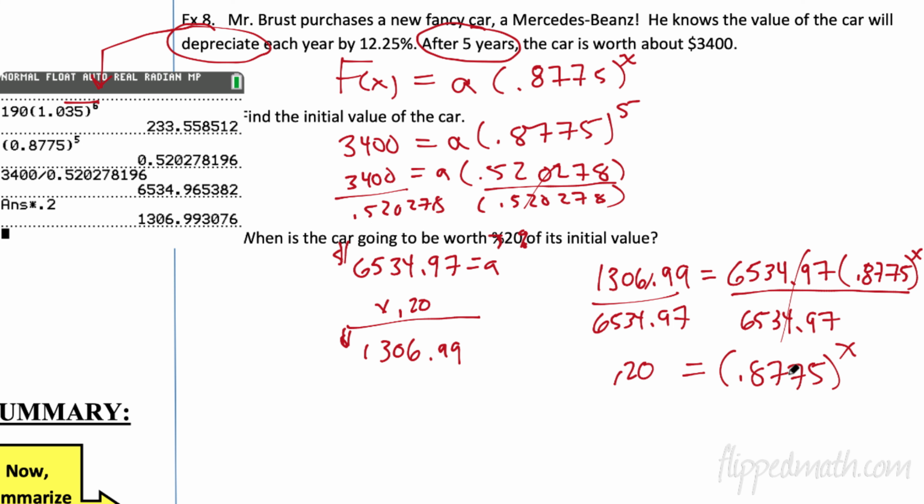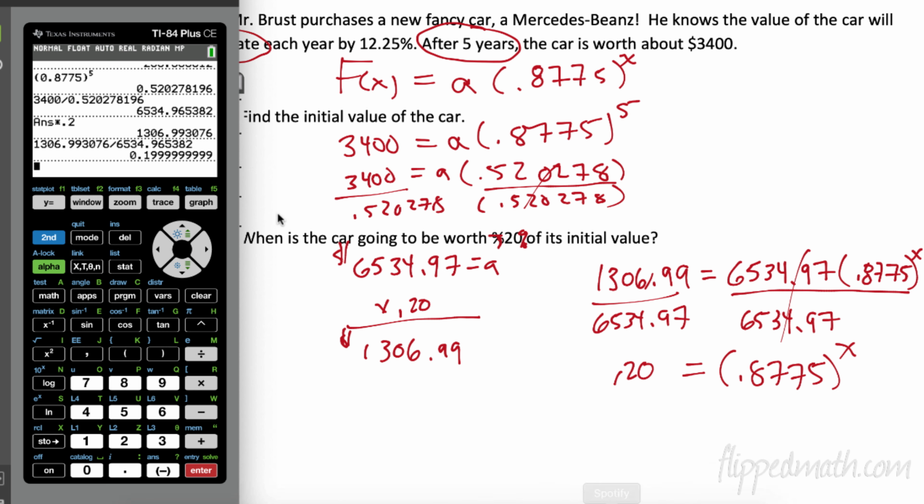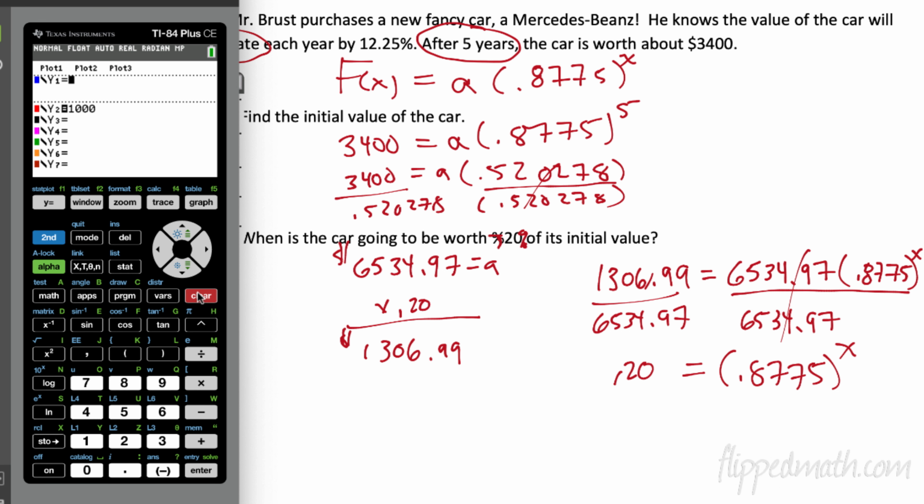All right, well, little foreshadowing here. Check this out. I'm going to bring up the calculator. Y equals, let's clear these things out. We want one of them to be 0.8775 to the x power. Don't forget your exponent. We want the other one to be 0.20. So I'm going to do zoom 6. And remember, zoom 6 is my regular window. And you can tell, oh man, they almost crossed right there.